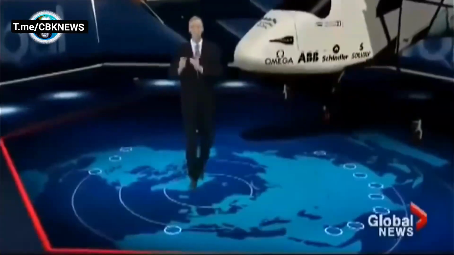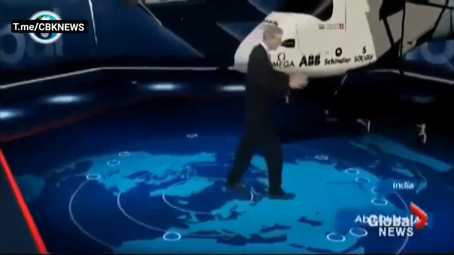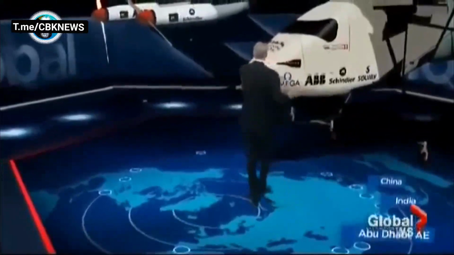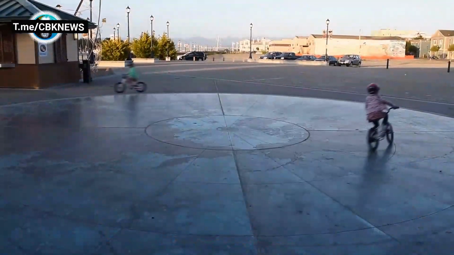They began flying it around the world, from Abu Dhabi last year, with stops in India and China, then across the vast Pacific. Does running around your neighborhood prove that the neighborhood is round?